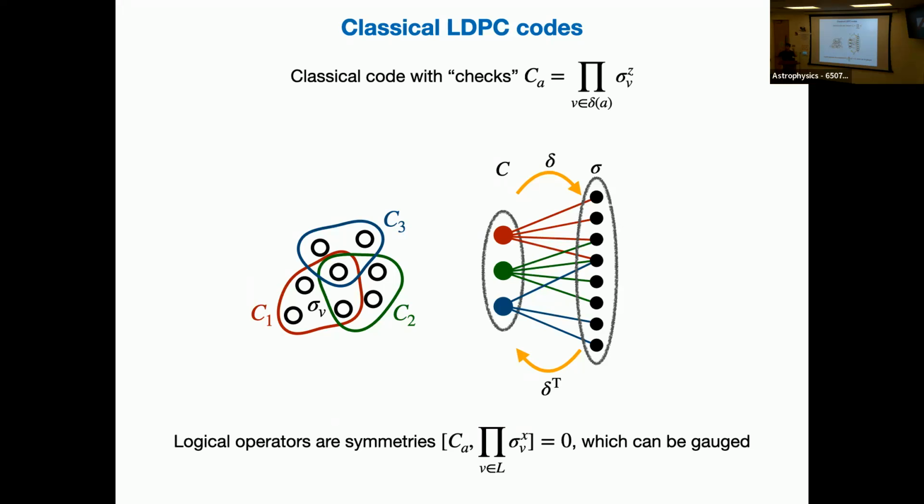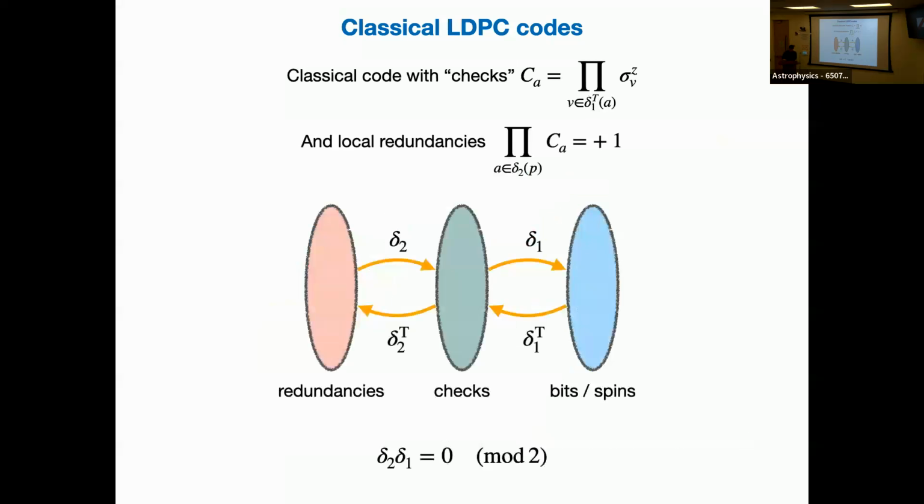So the checks will be the terms in my classical model, which is some product of spins along some designated sets of bits. And this code will have now not just a single symmetry, but many symmetries, one for each of the logical operators of the classical code. And as we saw, these local redundancies also played an important role in gauging.